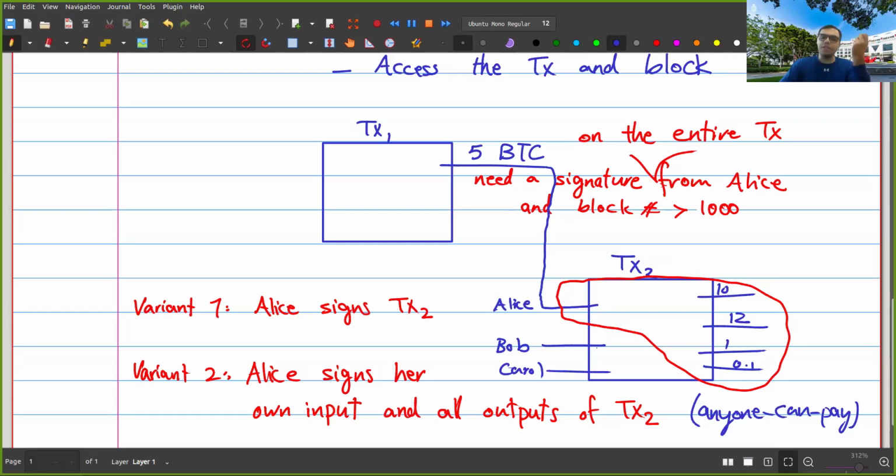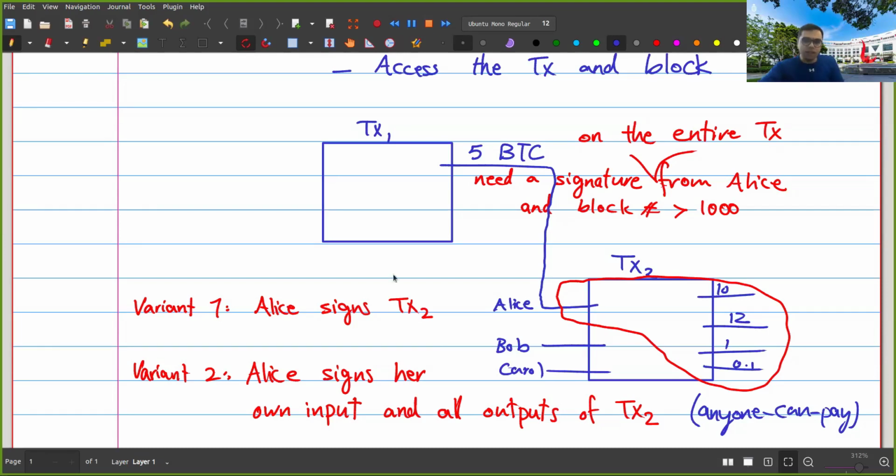And as long as the transaction is otherwise valid, as long as the conditions for all of the other inputs are satisfied and the total sum of inputs is more than the sum of outputs, then the transaction can go through. So here the idea is that many different people are giving inputs to this transaction, and each one of them doesn't care about the other inputs. They only care about the outputs, right? So in my scripting language, when I say I need a signature, I can specify, do I need a signature on the entire transaction? Or do I need a signature only on my input and all the outputs of the transaction so that anyone else can pay?